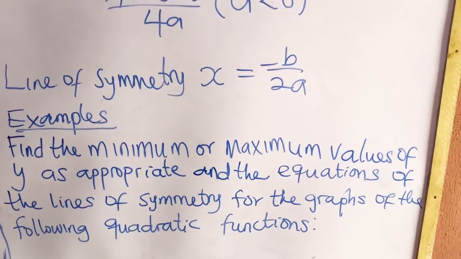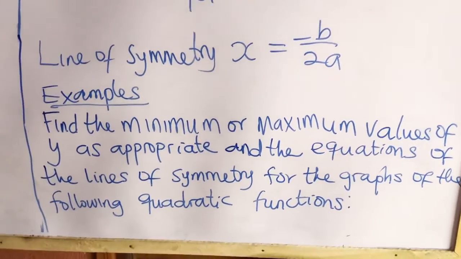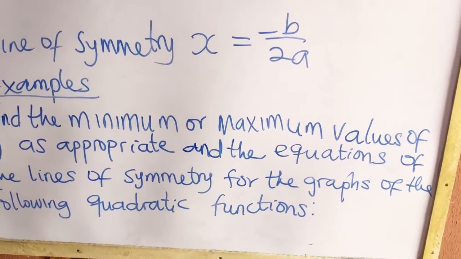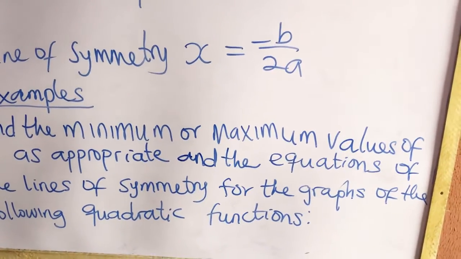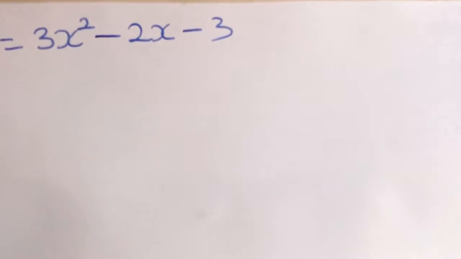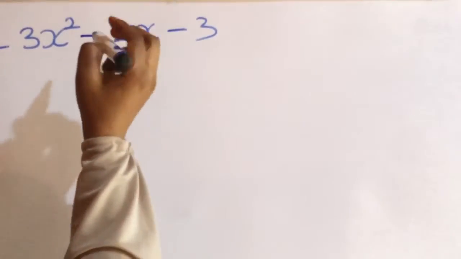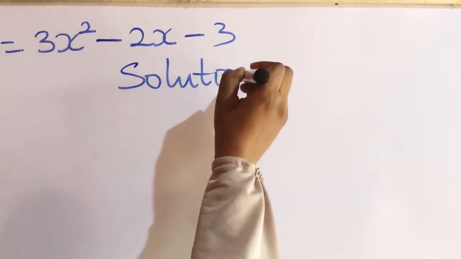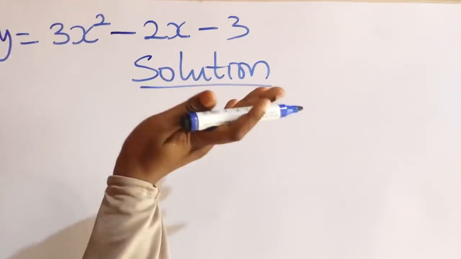Find the minimum or maximum values of y as appropriate and the equations of the lines of symmetry for the graphs of the following quadratic functions. 1. y is equal to 3x squared minus 2x minus 3. Solution. So we can quickly use the completing the square method.